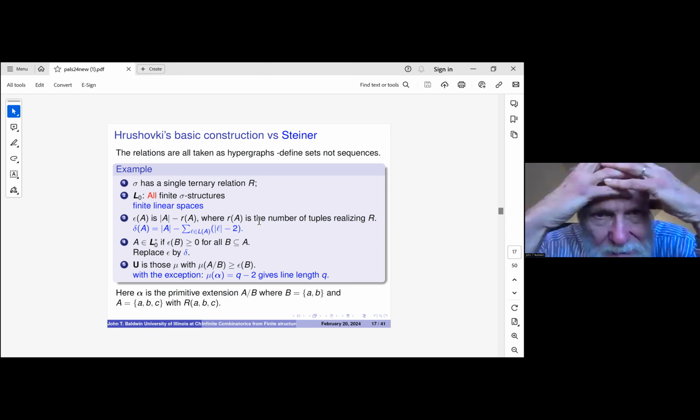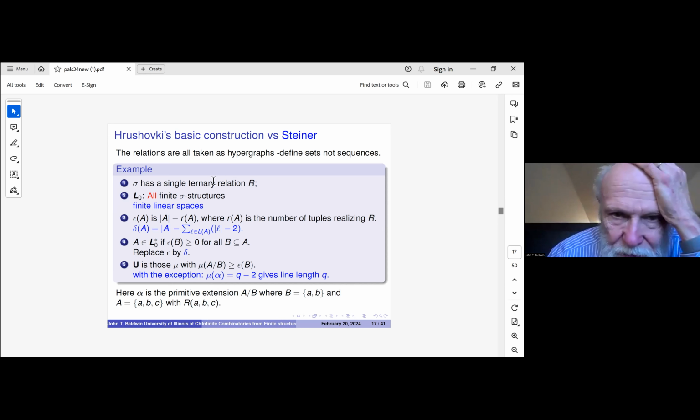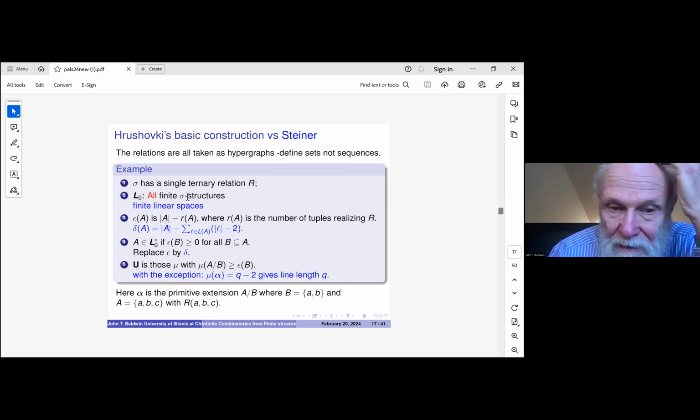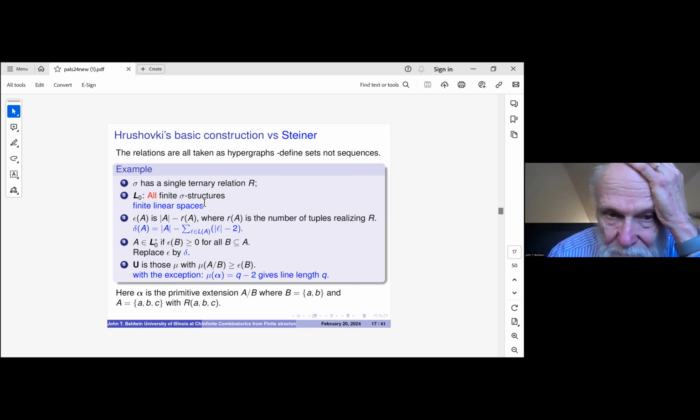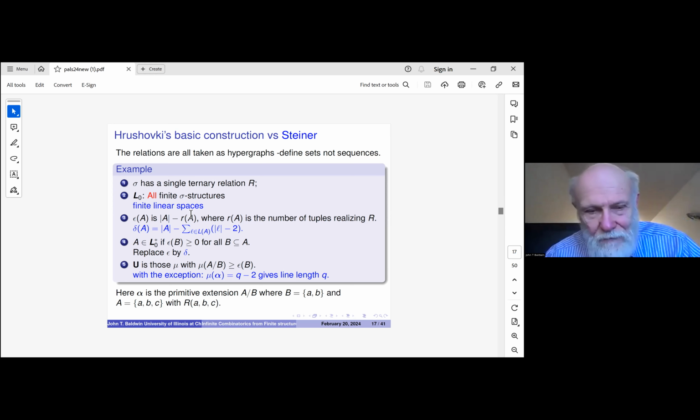Hrushovski's basic construction had a single ternary relation R. And for this Steiner system, I still have a single relation. But the class L0 for Hrushovski was all the finite structures in that vocabulary. Here we restrict to finite linear spaces. And epsilon of A in the Hrushovski case was: take the cardinality and subtract the number of realizations of the relation R.